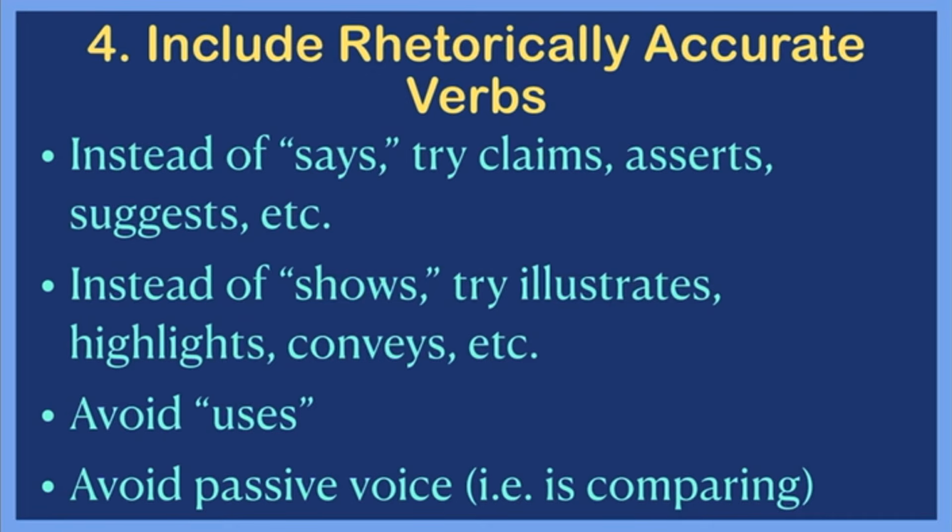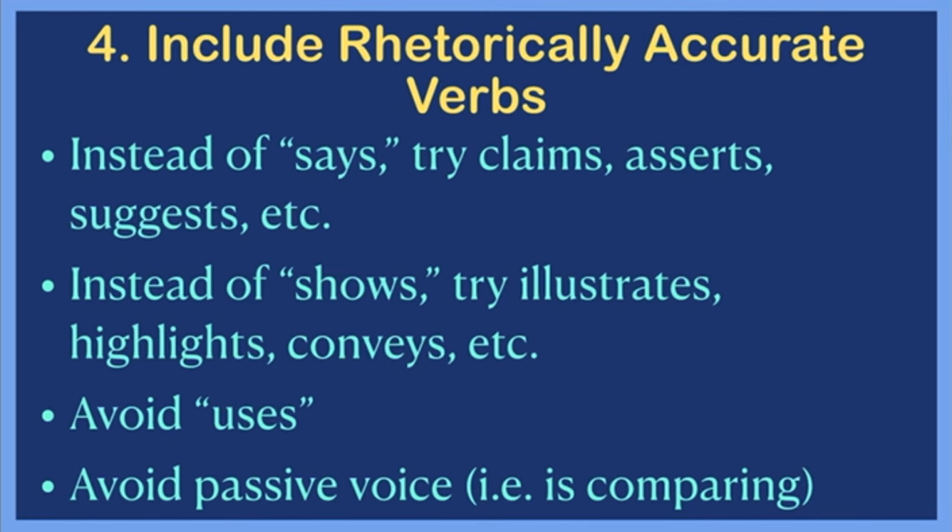Now, a lot of students use the verb uses, and usually there's a noun after it, like uses repetition or uses juxtaposition. In these cases, you can usually change the noun into a verb. So instead of saying uses juxtaposition, you could just say juxtaposes or contrasts. Instead of saying uses repetition, just say repeats. Instead of saying uses logos, you could say logically conveys or logically asserts. So we want to try to avoid those imprecise verbs in favor of more precise verbs.